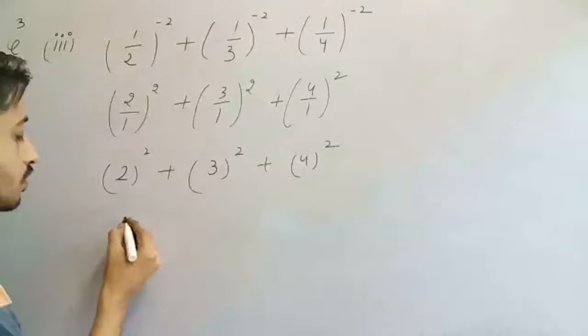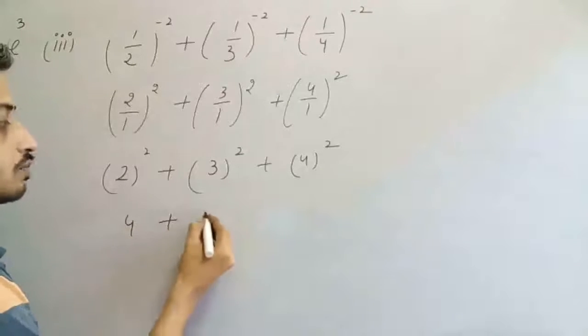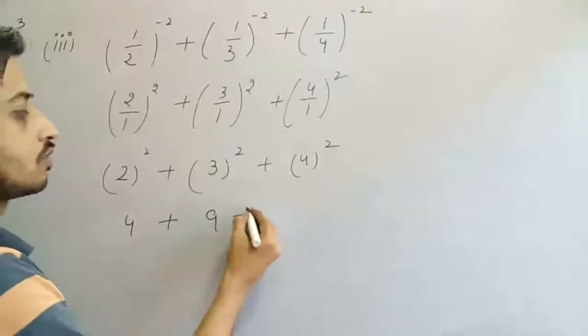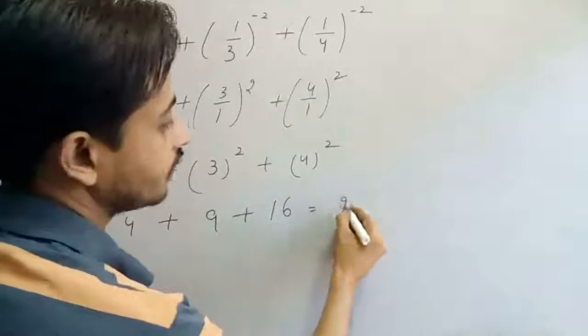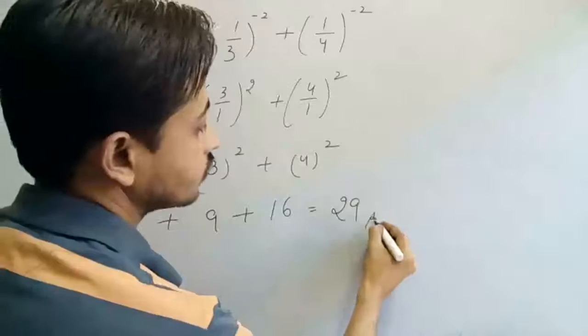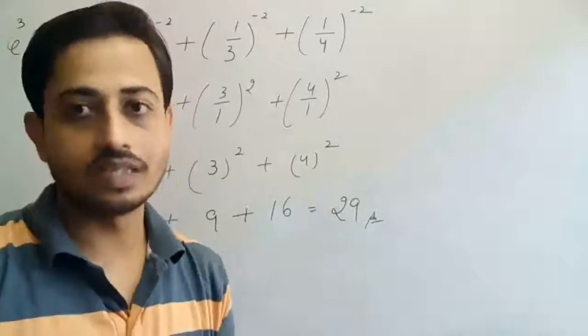Now 2 raised to the power 2 means 4. 3 square means 3 into 3, 9. And 4 into 4 means 16. So 16 plus 4 plus 9, what do we get? 29. So this is our answer. Please make a note.